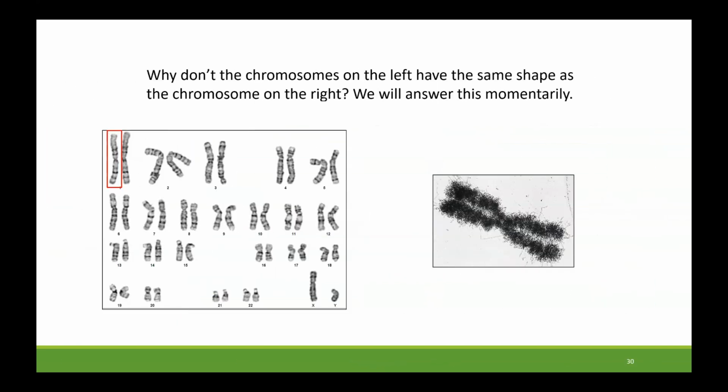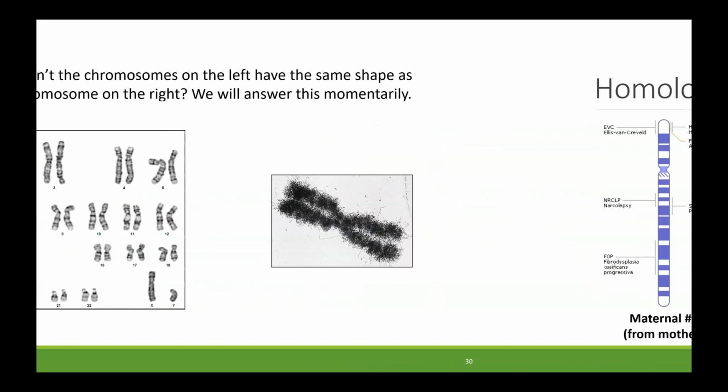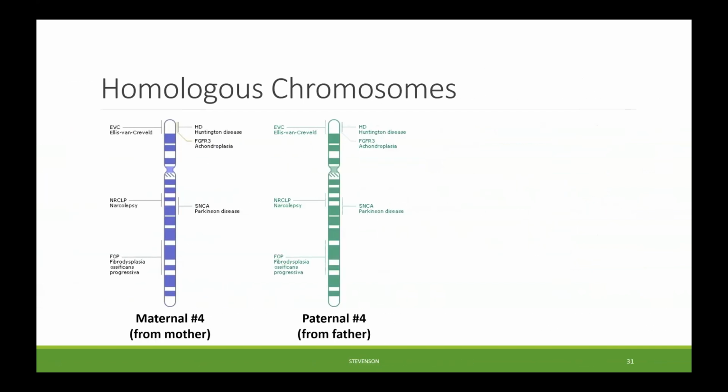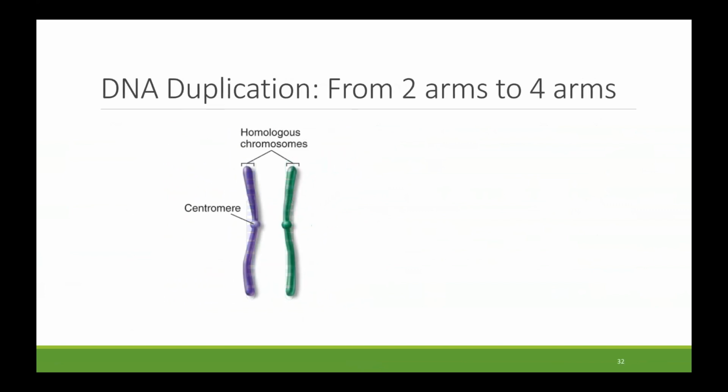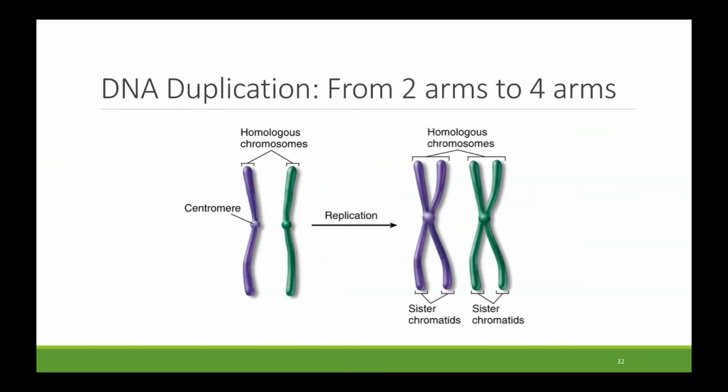Now, getting back to that question we posed earlier, why does the chromosome on the left not look the same as the chromosome on the right? The reason is because the chromosome on the left, all the chromosomes in that karyotype, they were extracted from a cell that had not yet copied or duplicated its DNA. So chromosomes look like this before the cell has copied its DNA, but once they copy their DNA, they look like what you see on the right.